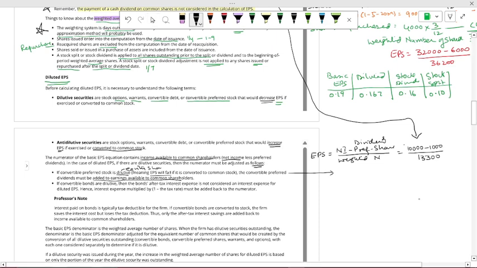The convertible preference dividends must be added to earnings available to the common shareholders. What will happen? If it is dilutive, we have to add back the dividends which we are going to pay to the preference shareholders back to the net income. If convertible bonds are dilutive, then the after-tax interest expense is added back.